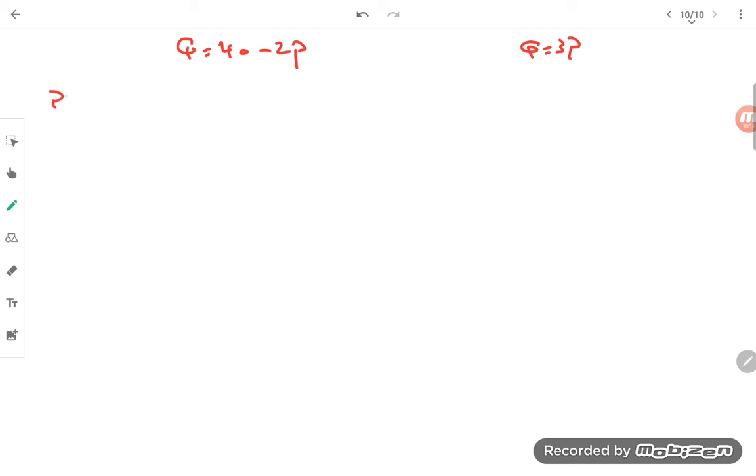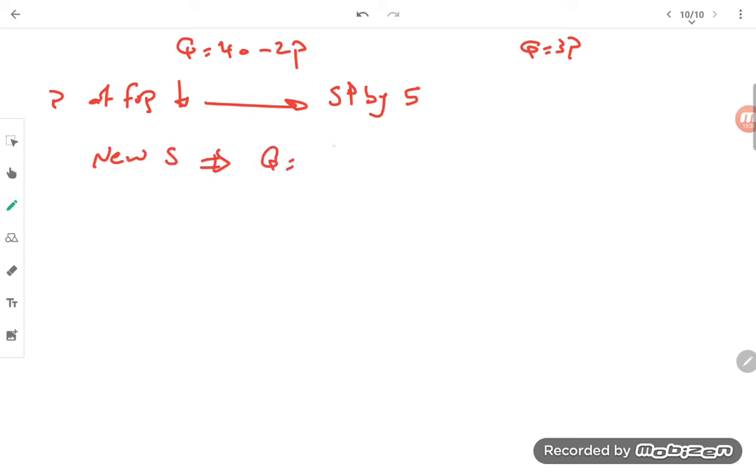As we said, price of factors of production decreases. When price of factors of production decreases, supply will increase by 5. So we have to find the new supply function, where Q equals 5 plus 3P.